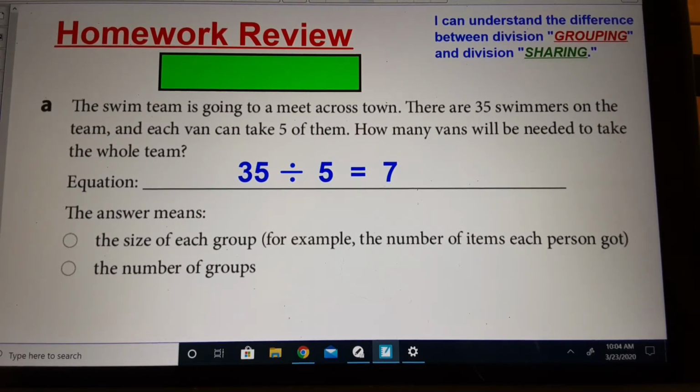So what does our answer tell us? It tells us the number of groups. I need not white ink, but red ink. We already know the size of each group. The size of each group was 5. What we didn't know was how many groups we would need. We'll need 7 vans to get them all there. So this is a grouping division question.